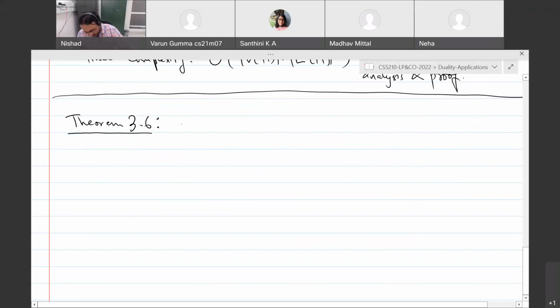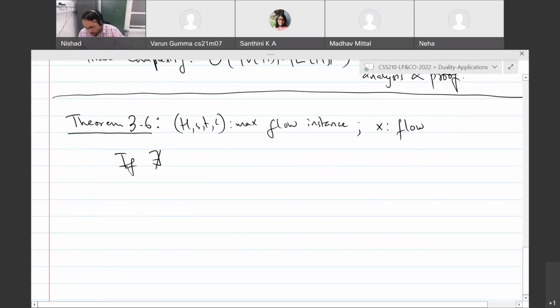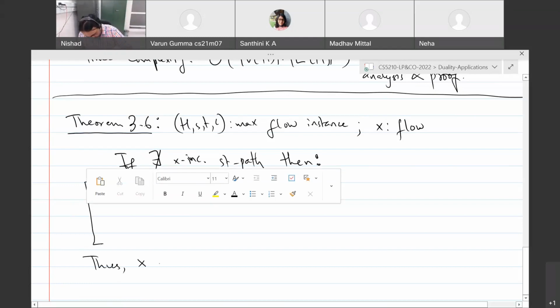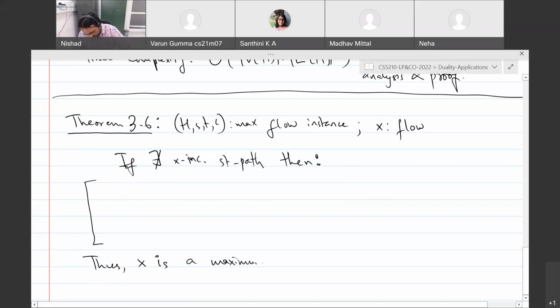So we are in the standard setting. We have a max flow instance, and we have an ST flow X. What we proved is that if there is no X-incrementing ST path, then, and this is the part that I did not fill in last time, the conclusion was that X is a maximum ST flow.